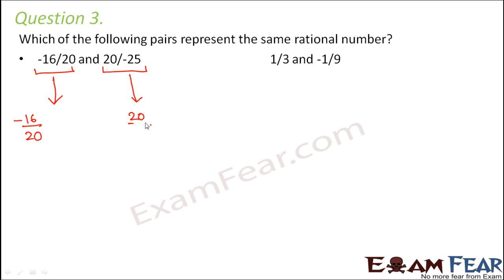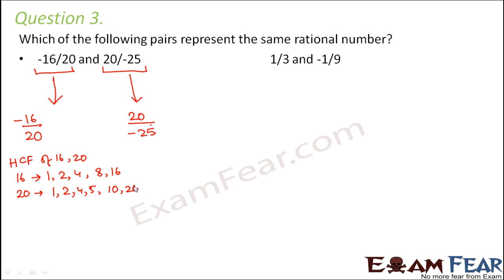So this is one number and this is another number. For this number, the HCF of 16 and 20, that's what you have to find out. So let us list down all the factors of 16. 16 has factors 1, 2, 4, 8 and 16. What about the factors of 20? They are 1, 2, 4, 5, 10 and 20. So which is the highest common factor? The highest common factor is 4.